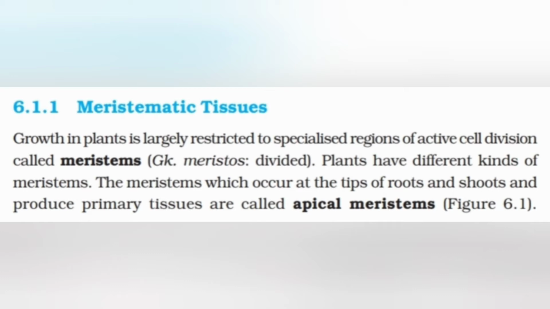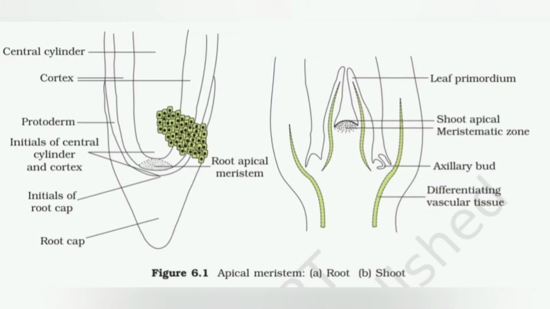Growth in the plant is largely restricted to specialized regions of active cell division called meristem. So, wherever, in whatever part, if the cells are actively dividing, that particular tissue is known as meristematic tissue. In plants, different kinds of meristems are found. The meristems which occur at the tip of root and shoot produce primary tissues and are known as apical meristems. Now we can see in this figure the apical meristem of root, which is present just above the root cap. So that tissue is known as apical meristem.